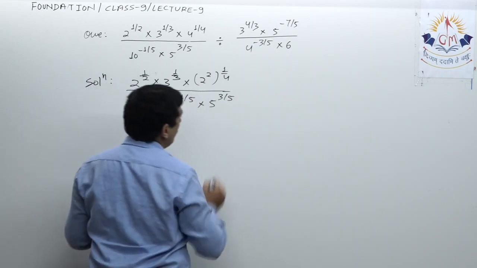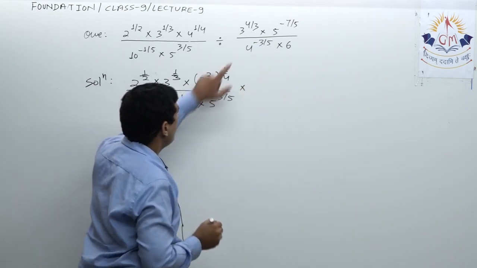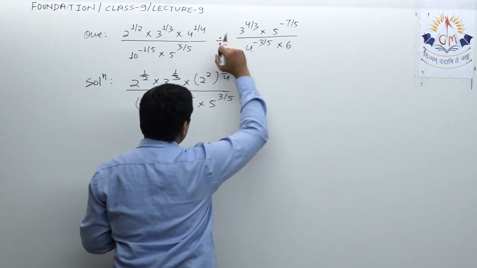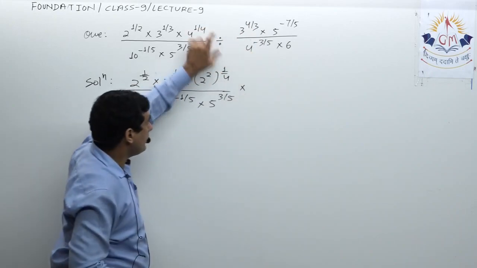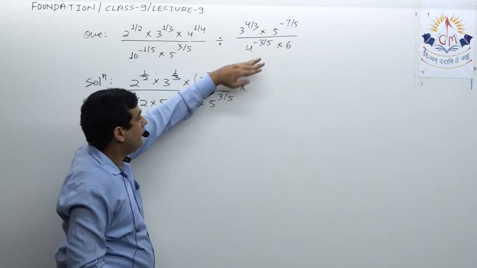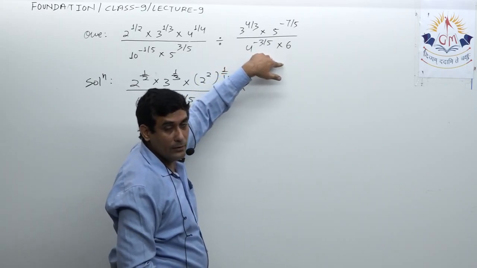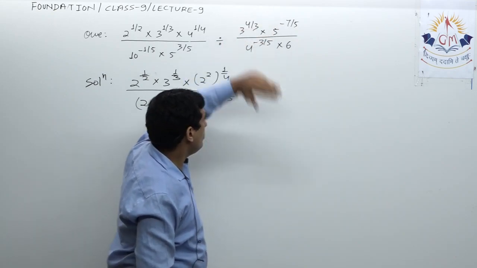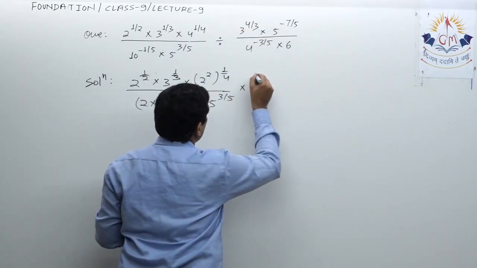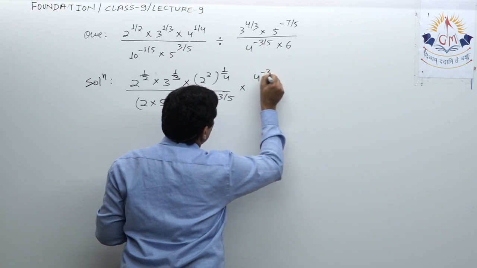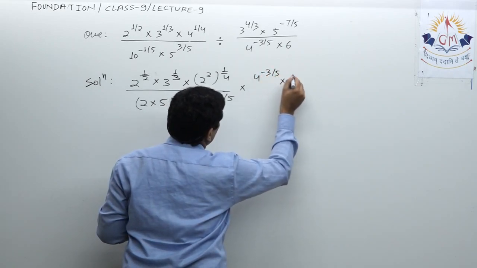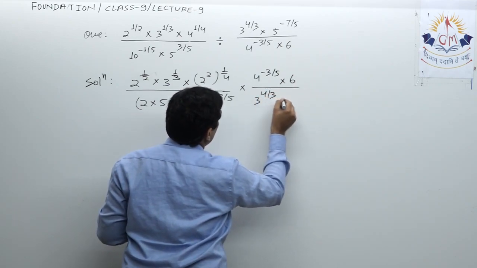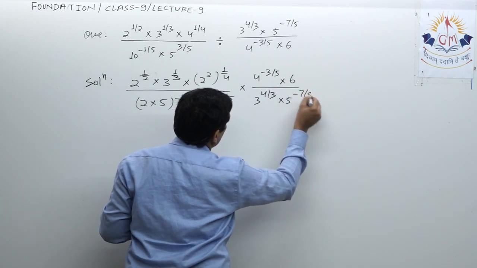Now over here, before I convert any term into the prime base, I will convert this divide sign into multiplication. When I convert divide into multiplication, whatever is in the denominator goes to the numerator, and whatever is in the numerator goes to the denominator. So here it will become 4 raised to minus 3 by 5 into 6 divided by 3 raised to 4 by 3 multiplied by 5 raised to minus 7 by 5.